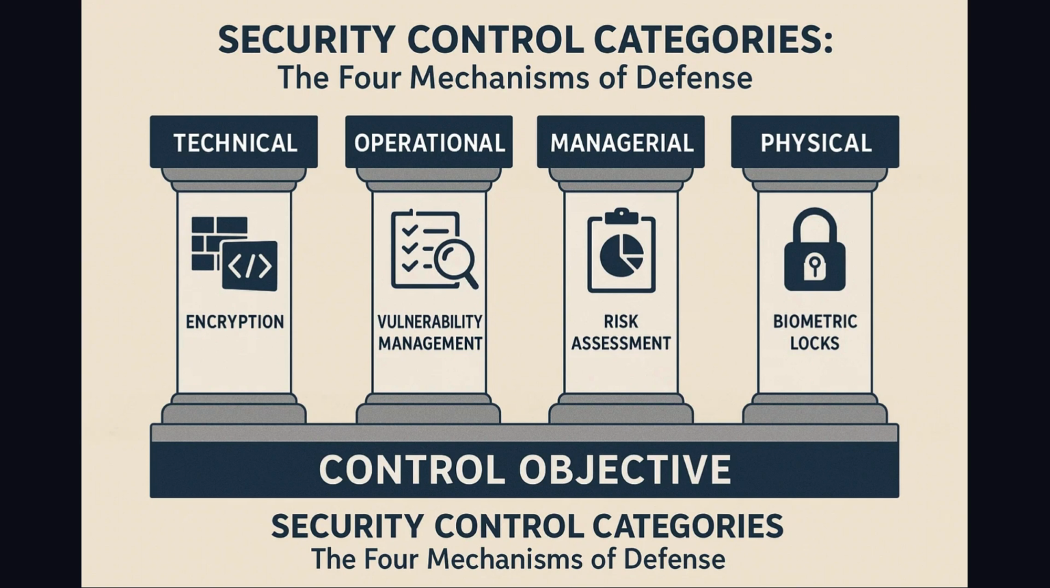Exam focus. Remember that many control objectives require a combination of these categories. For instance, preventing unauthorized data center access might use biometric locks (physical), regular access reviews (operational), and risk assessments (managerial). CompTIA note: these control categories are unique to CompTIA. Study them carefully for the exam.